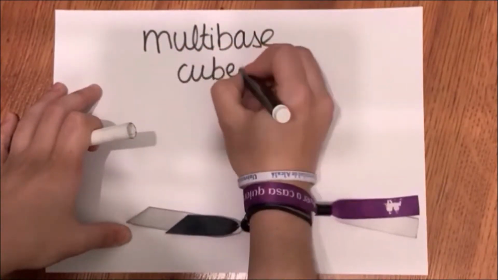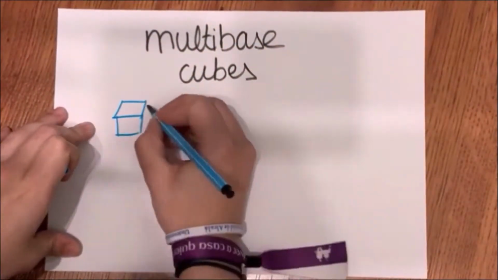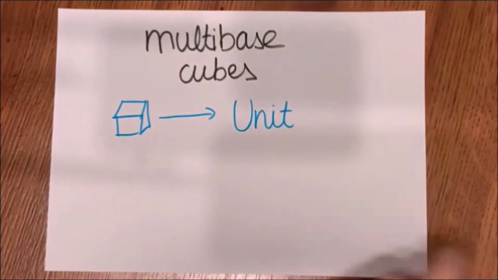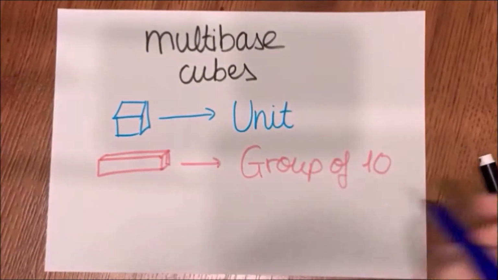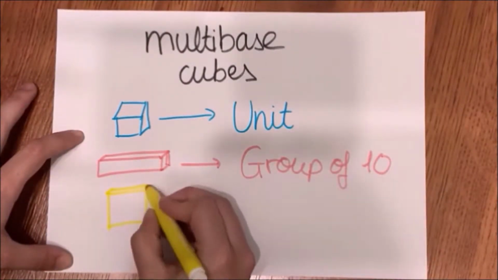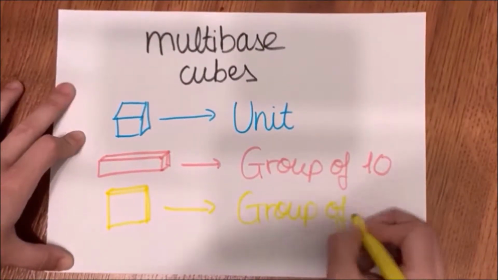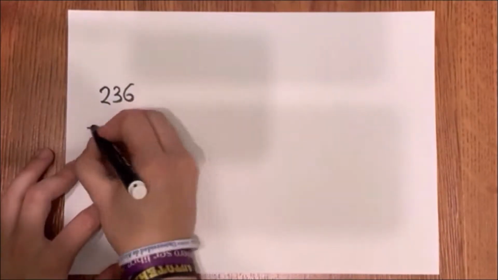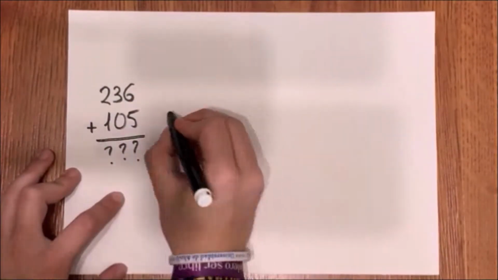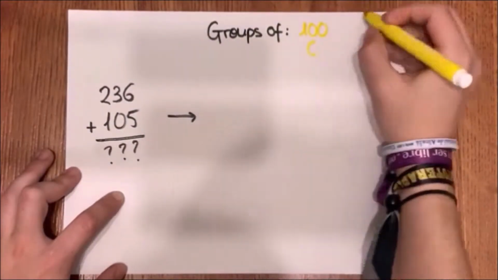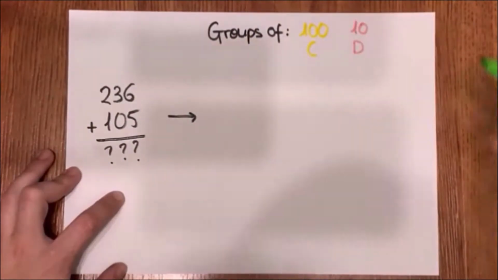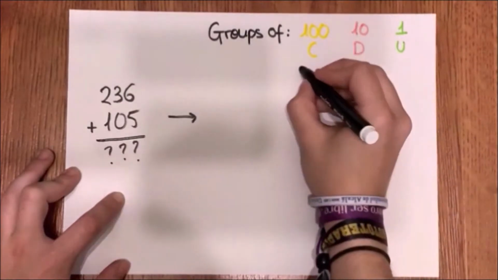Okay, so in order to teach how to add, we are going to use multibase cubes. As you can see, there is the unit, the group of 10, and also the group of 100. So now we're going to do this addition. First, we have to put the numbers ordered in groups of 100, of 10, and also the units.